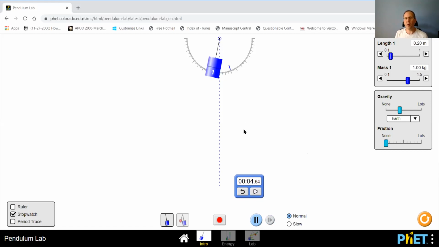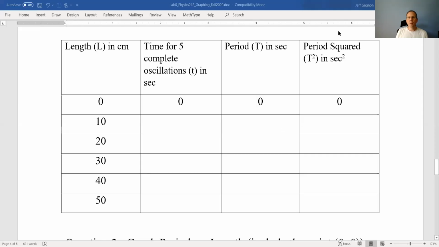So 4.64 would be the time for 5 oscillations when the length is 0.2 meters. And then I go to 0.3, 0.4, and 0.5. You want to do it for each of those different lengths. Okay, so now that you have those 5 times, you can fill in this table here.